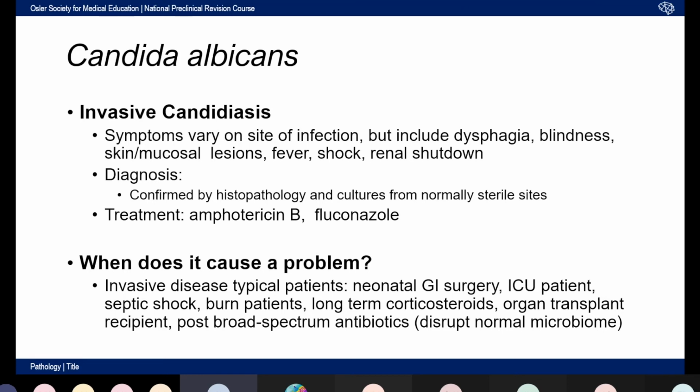It causes disease in immunocompromised individuals. The typical sorts of patients you may see are neonatal, so newborns, who have undergone surgery, ICU patients, so already unwell, those on long-term steroids, so that's immunosuppressive drugs, organ transplant recipients likely to be on immunosuppressants, and then also patients post broad-spectrum antibiotics. If you disturb the microbiome of your gut, where Candida albicans tends to be in normal individuals, it can cause this Candida to get out of control, so it can cause an infection.